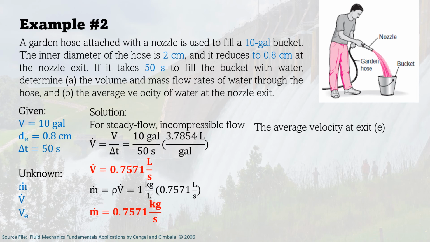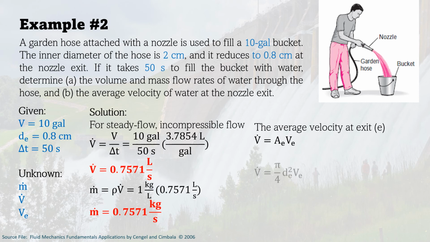The average velocity at the exit, so we look at the nozzle exit here. As you can see, we need to get the average velocity. If we are familiar, we actually have this relationship, which is the volume flow rate is the area at the exit times the velocity, right? So the volume flow rate is the area at the exit multiplied by the velocity of water at the nozzle exit, or VE.